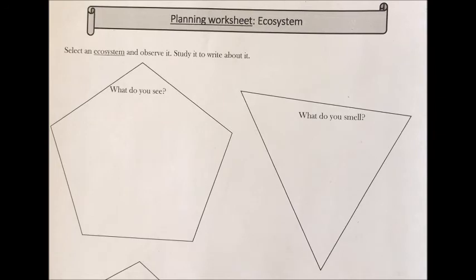So what do you see? And you make notes in pencil regarding what you see. What do you smell? Now, grade 6s, some of you won't be smelling anything. Some of you will be smelling flowers. Maybe your mom is busy cooking in the kitchen and you smell that. Or there might be some dog poo lying around and you smell that. Doesn't matter. Whatever it is you smell, you can write down. That's what's going to make the ecosystem very unique.